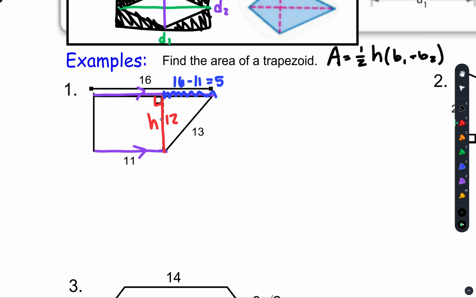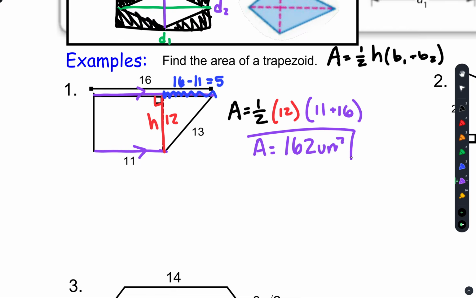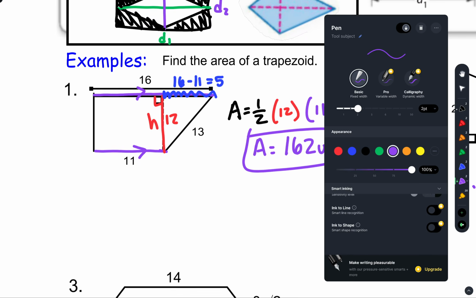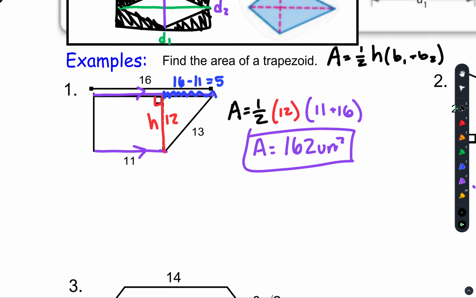Any questions how I got that? Okay. So then let's plug everything in. Area equals 1/2. The height is 12. Base 1 plus base 2, 11 plus 16. You can put this whole thing in your calculator all at once, which is what I tend to do. As long as you remember those parentheses where they're supposed to go, you shouldn't run into any calculator problems. That ends up being 162 units squared. Any questions on that one? We're going to keep going.